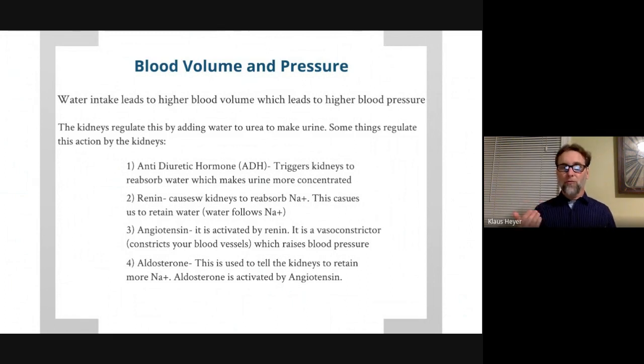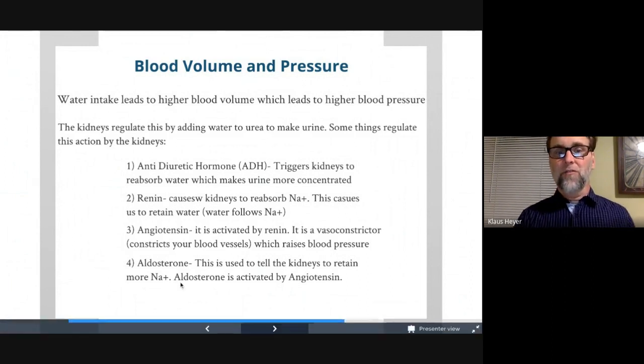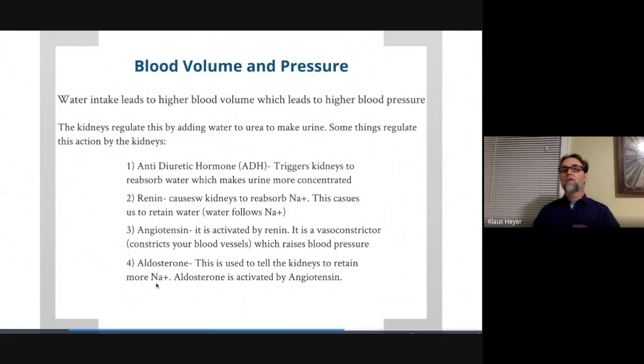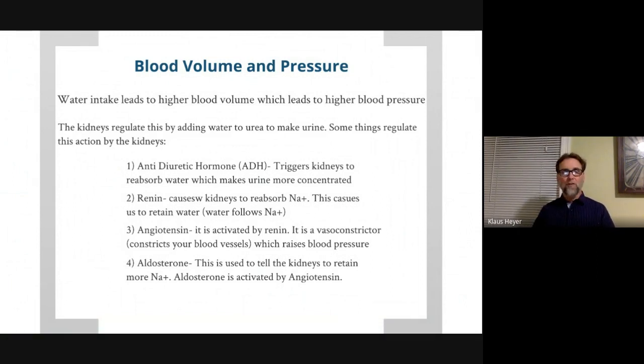And then if you look at the fourth one on here, aldosterone, it's also going to tell your kidneys to hold on to water. Don't use it in the urine, but it does it in a different way. Holds on to sodium. That's the Na+. So sodium influences where water is. Wherever sodium is, that's where water will stay. So if you can influence your kidneys to hold on to sodium, you're going to hold on to water. If you hold on to water, you keep blood volume. If you keep blood volume, you keep blood pressure.